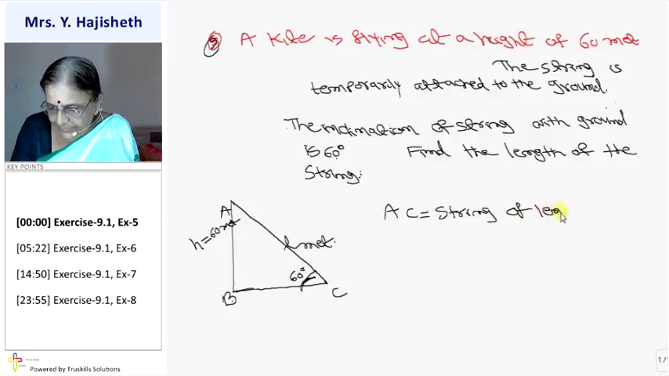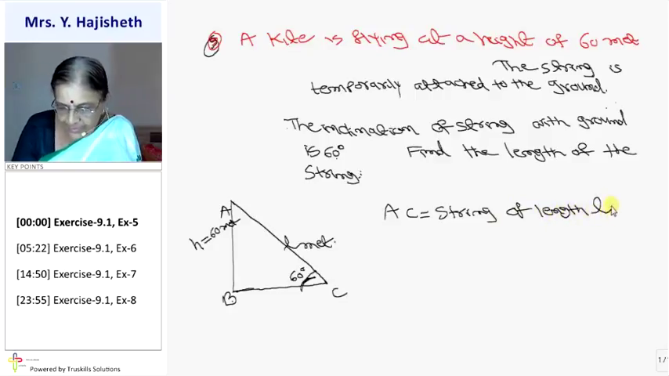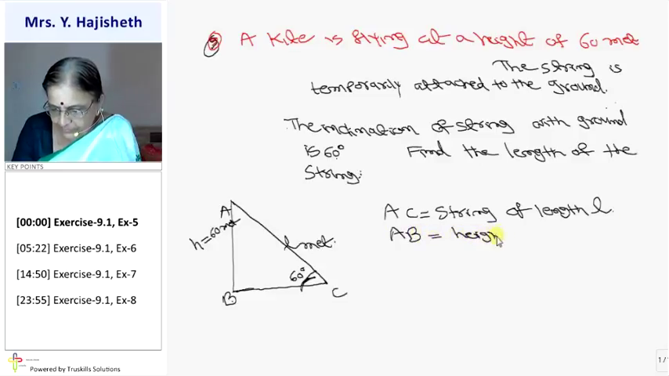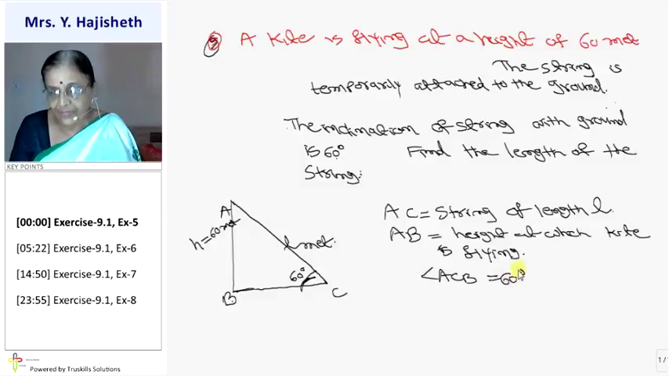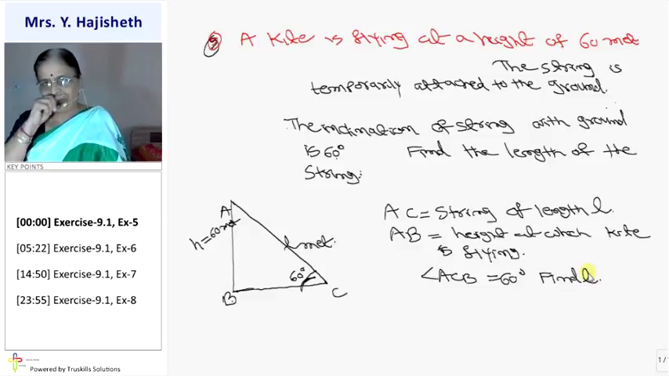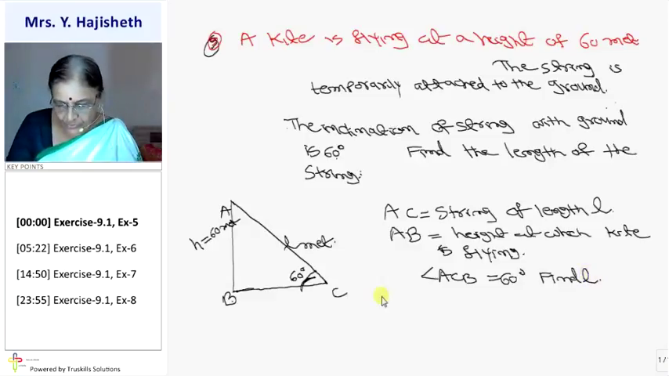Now, see, first of all I introduce the notation AC represents string of length. I assume its length is L. So L I have to calculate. AB is a height of the kite. Kite is flying. And the inclination, that is ACB, is 60 degree. This is given. And you are asked to find L. I have converted the sum in a mathematical form. Okay? So now my solution is very simple.